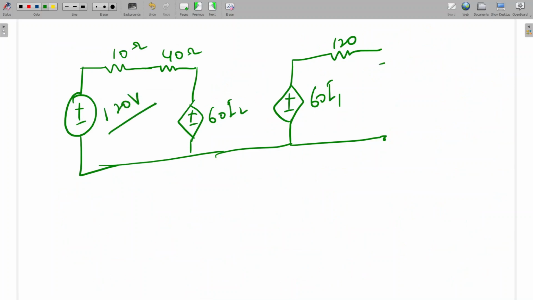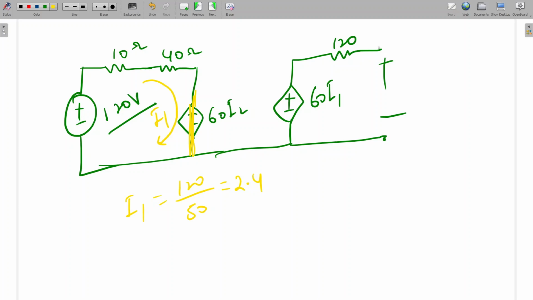So how can we calculate this voltage? See, here this I2 is 0. I2 is 0 means this 60 I2 term will be shorted, so this voltage will be shorted. So what will be the value of I1? Can anyone tell? I1 will be 120 by 50, so it will be 2.4 amps.